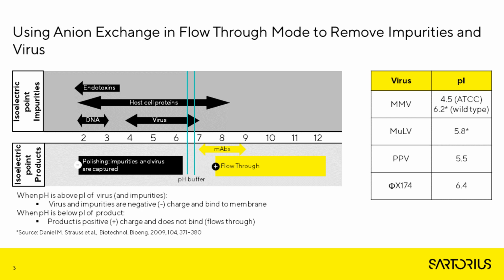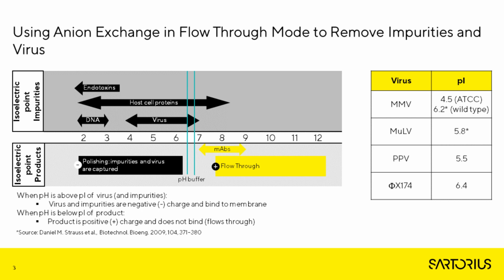The advantage of processing in the flow-through mode is that we can load high levels of product since the product is not binding. We can load high levels of product while capturing low levels of impurities and or virus. So membrane adsorbers are ideal for this application since they have very high flow rates, much higher than resins, and we're not diffusion limited. So viruses and many impurities have pI values less than 7, and most monoclonal antibodies have pI values above 7, so processing near neutral pH is common and effective.